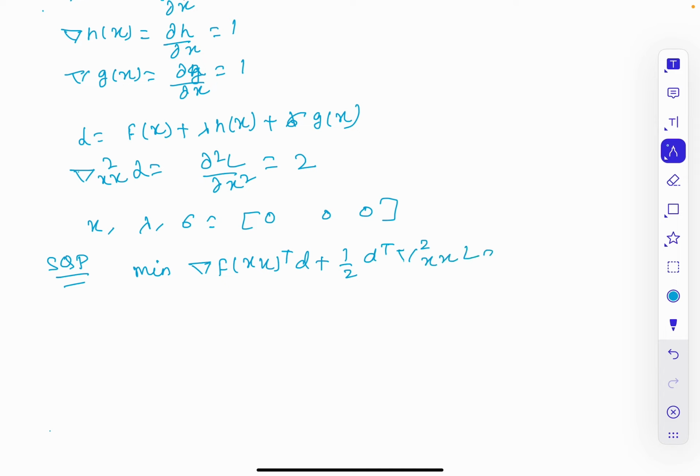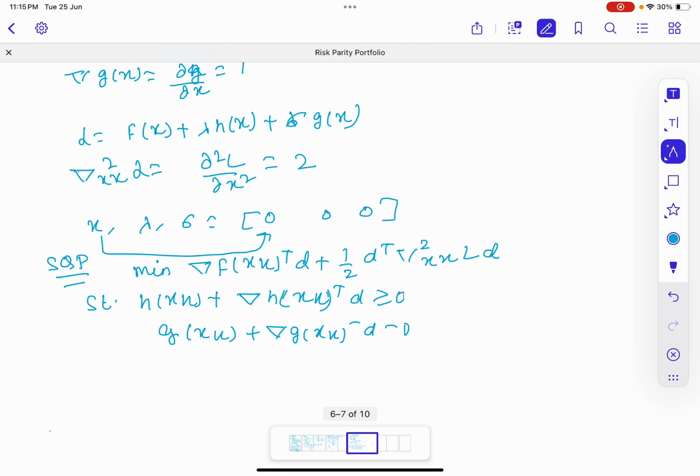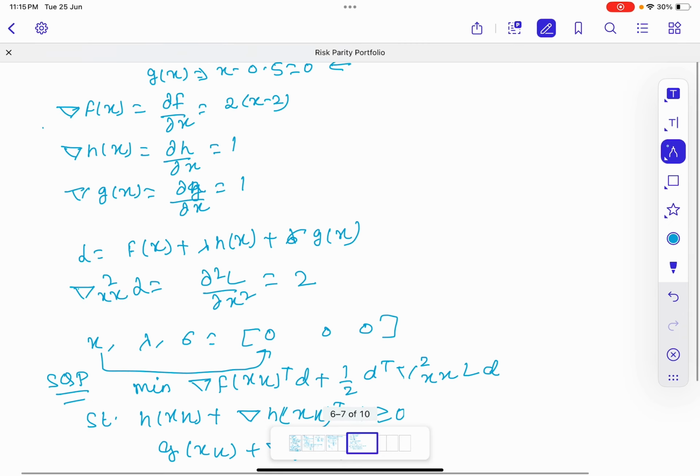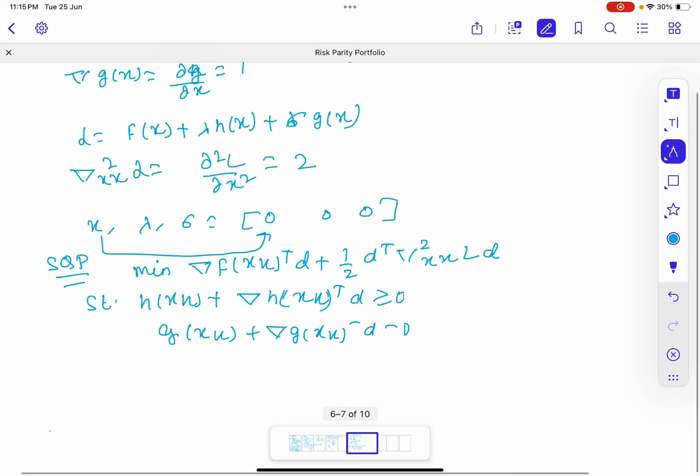Now what is our initial guess? Our initial guess is that x is equal to 0. So for the initial guess, these functions would be minus 4, 1 and 1, right? Let's just try to write it. So basically we have to minimize. For our initial case, this gradient of f would be minus 4, right? So it would be minimize minus 4d plus 1 by 2 into d, then the Hessian of Lagrangian. The Hessian of Lagrangian is 2, so it would be 2 and then d, right?